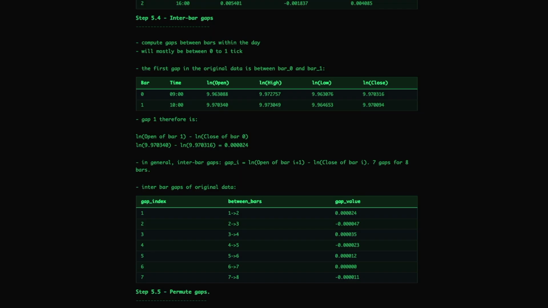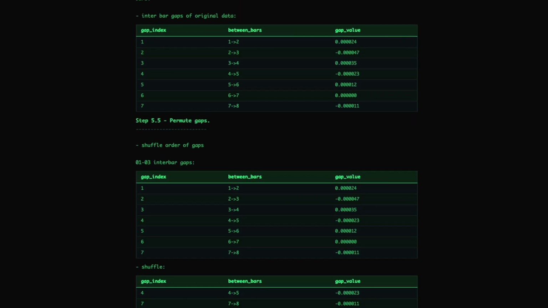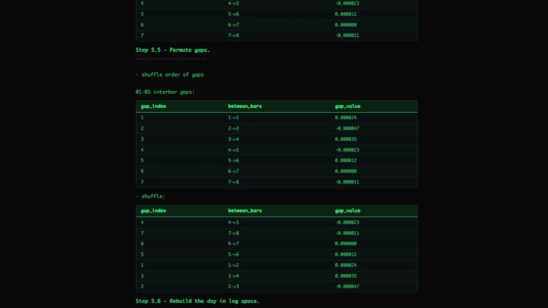Step 5.5 is to permute the gaps. Now we need to shuffle the gaps between the intraday bars. The original list is below. We shuffle that and get something like this.